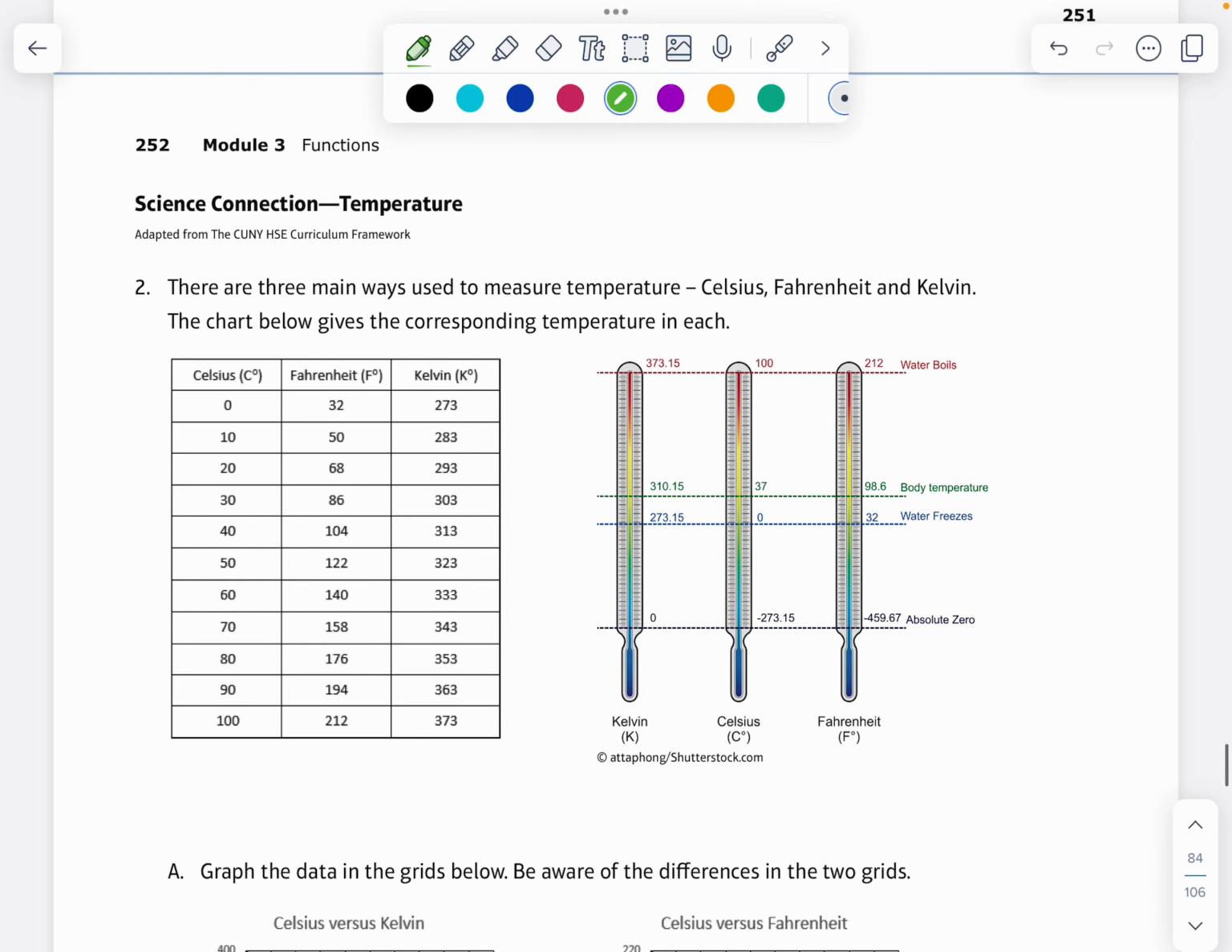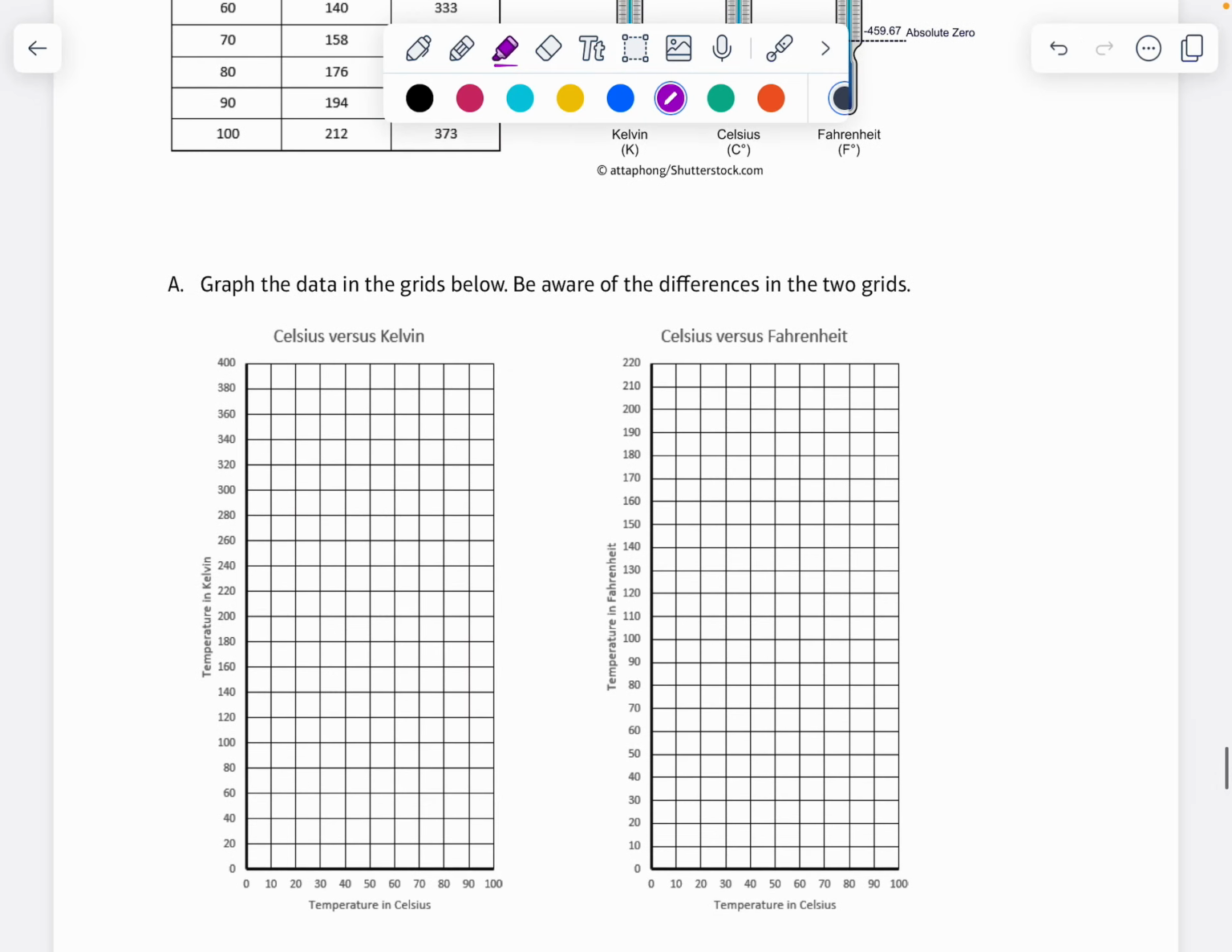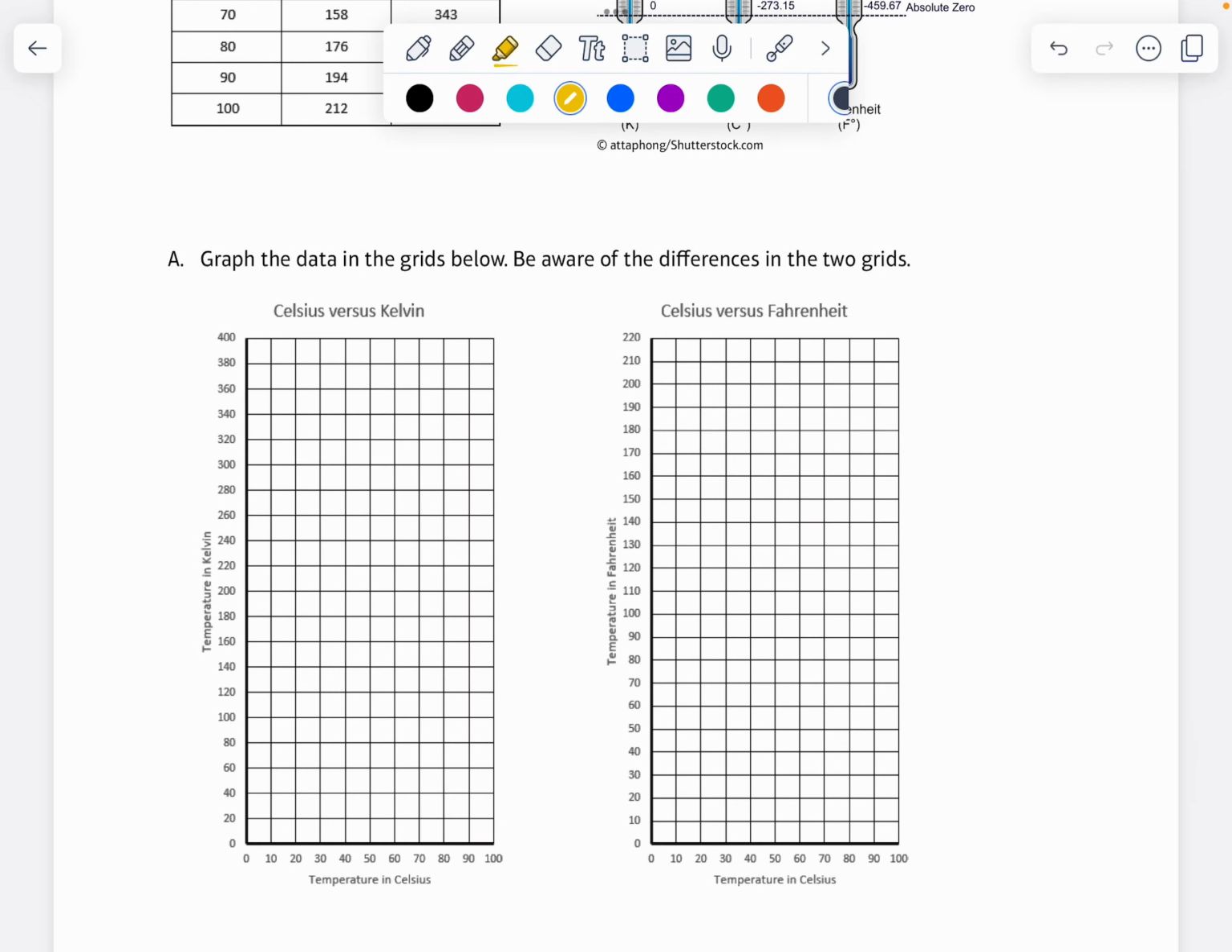All right, on the next page, there are 3 main ways used to measure temperature: Celsius, Fahrenheit, and Kelvin. So across the top, we've got Celsius, Fahrenheit, and Kelvin. They're different measurements. They want you to graph the data below, but watch out, there are different comparisons here. So the first one is Celsius. I'm going to read the graph down here.